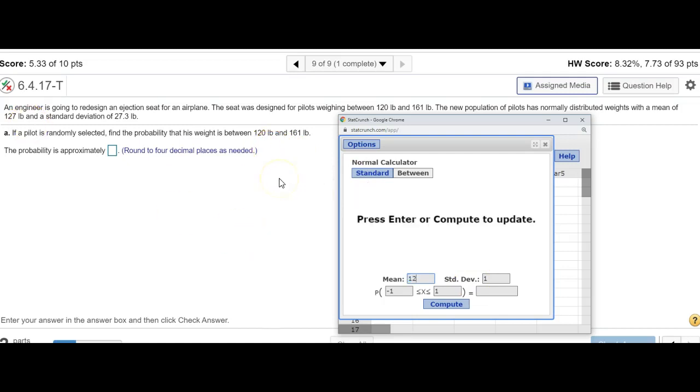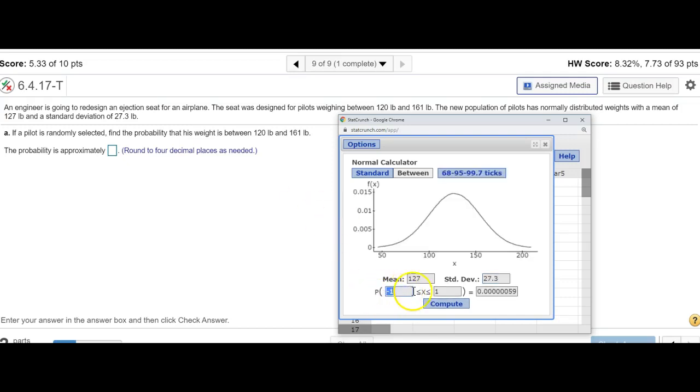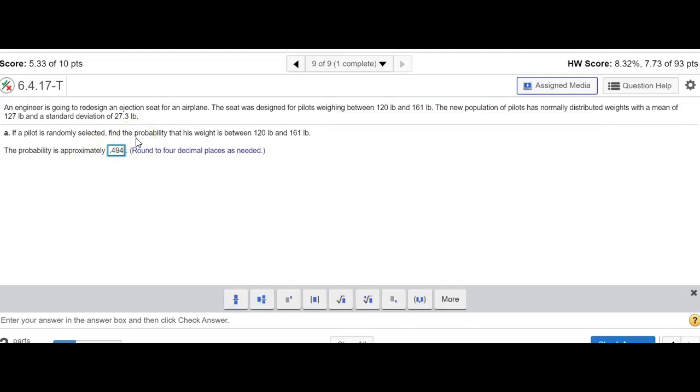So here I have 127 as my mean and my standard deviation is 27.3. That way when I put in my lower bound and my upper bound, I don't have to convert to a z-score. So I have my lower bound and I have my upper bound. And then that's going to give me my probability that a randomly selected pilot is going to fall within that range. So 0.49469, rounding to 4 decimals, that's going to be 0.4947.